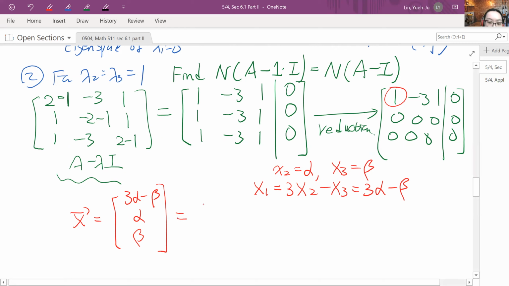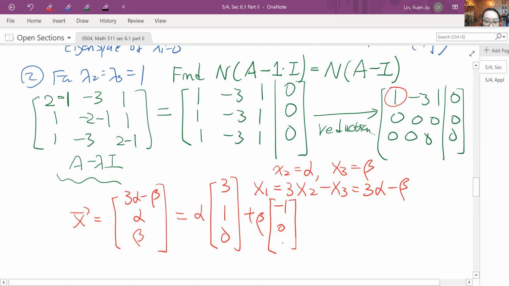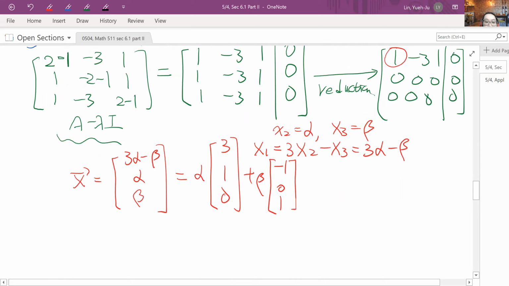So I want to be able to see what's the basis. So I'm going to represent it in terms of a linear combination of 2 vectors. So alpha would be (3, 1, 0), plus beta, this would be (minus 1, 0, 1), right? So you can see that the null space of this A minus lambda I, or essentially you can call this the eigenspace for the eigenvalue 1, right?